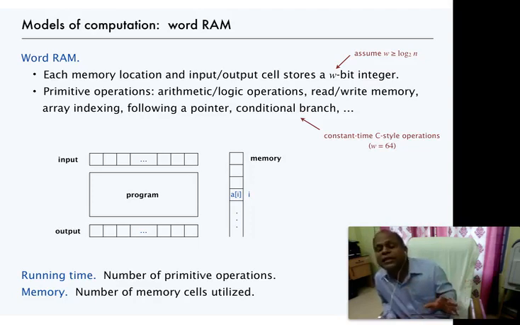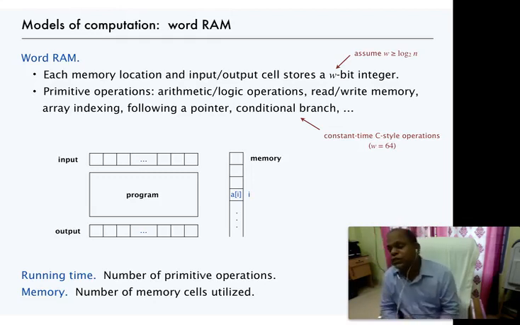Suppose it takes 5 primitive operations, then the time is 5 units of time. Suppose it takes n squared primitive operations, where n is the input size, then we will say the time it takes is n squared time. This is the running time of the algorithm. In the RAM model, it is considered as the number of primitive operations that your algorithm has to follow.